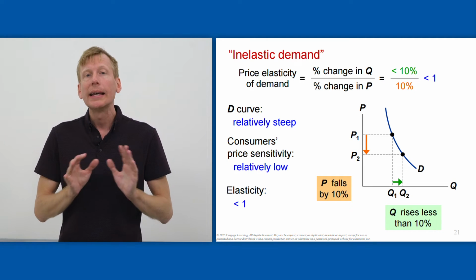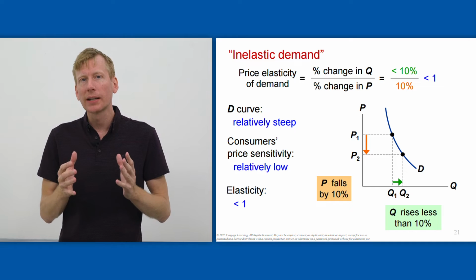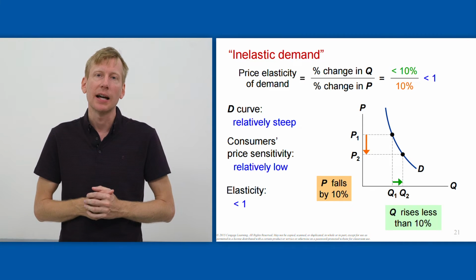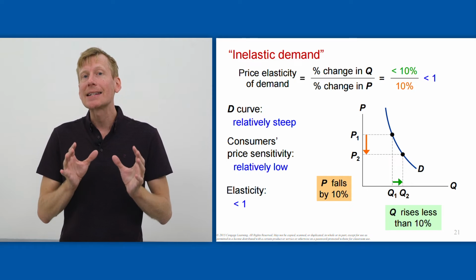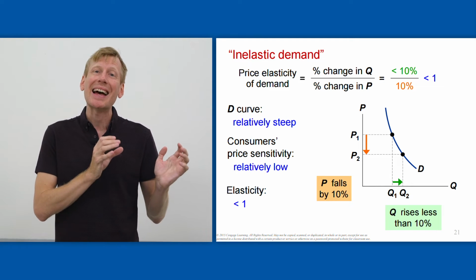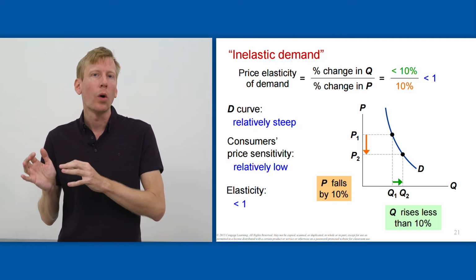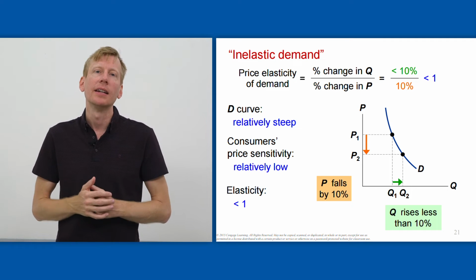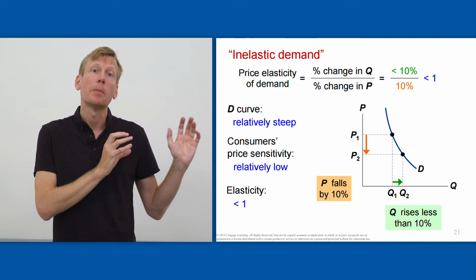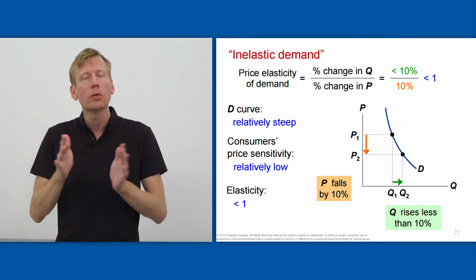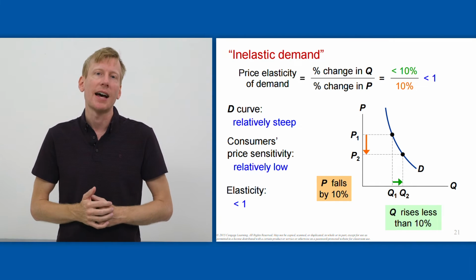All else equal, inelastic demand curves are relatively steep, as you can see in the illustration in the slide. And inelastic demand means an elasticity which is somewhere between 0 and 1. Now, 1 is not inelastic demand. 0 is perfectly inelastic rather than simply inelastic demand. Anywhere in the range in between means inelastic demand.